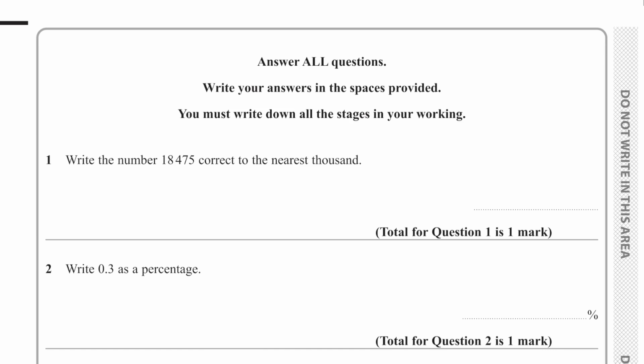So question 1, write the number 18,475 correct to the nearest thousand. So is it closer to 18,000 or 19,000? Let's look at the digit after the thousand, so the hundreds. Is it 5 or above? If so, we round up. It isn't, so it stays the same. It is 18,000. It's closer to 18,000 than it is to 19,000.